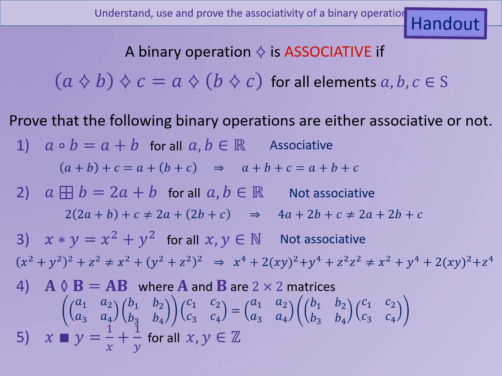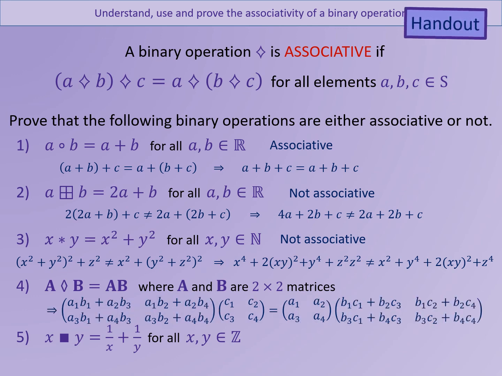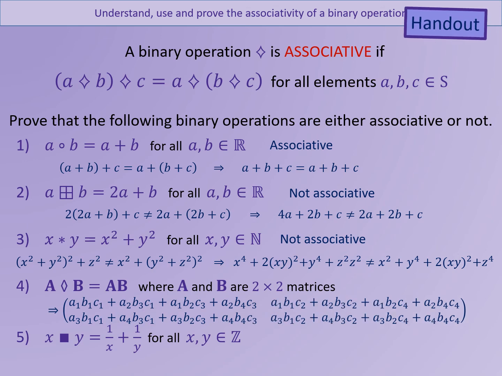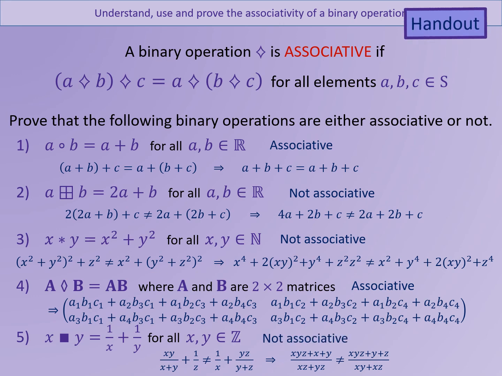Now we can calculate using matrices here. Now we actually know from matrix multiplication that matrix multiplication is associative. So although this is quite a long-winded way of calculating, we can often just use the associativity property of matrix multiplication to say that yes, this would be true. And for number 5, finding some counterexamples, we would find that this does not give the same answer either way around, so just choose any value for x, y and z such that it doesn't work and conclude that it is not associative.